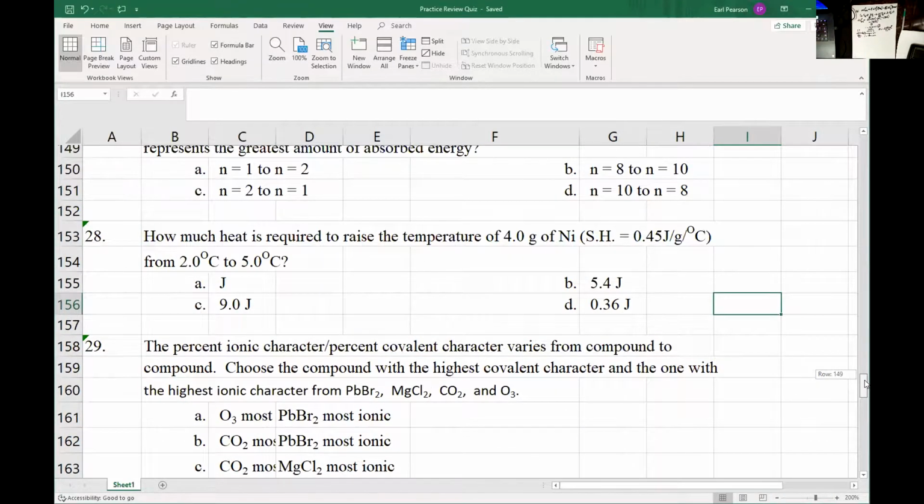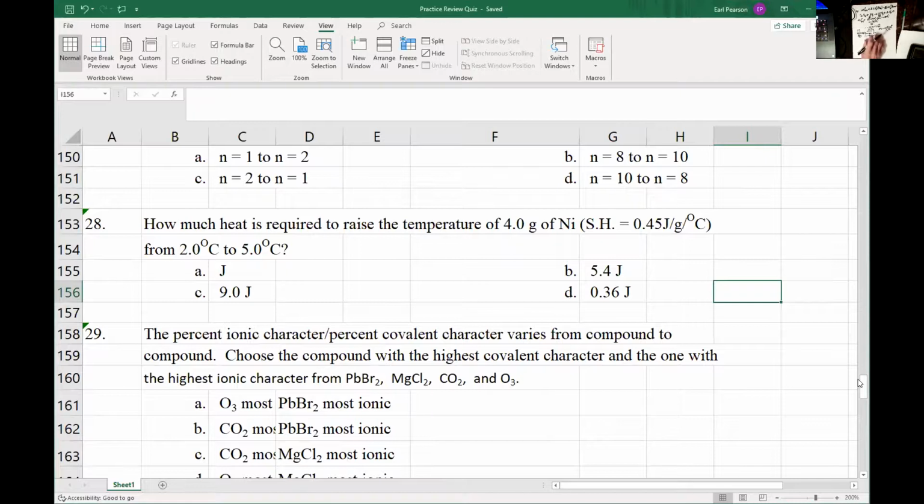Okay, we're going to do number 29. How much heat is required to raise the temperature of 4 grams of nickel from 2 to 5 degrees Celsius? So that's just testing to see if you know that calorimeter equation. Q is equal to mass times specific heat times delta T. The mass of the nickel, it's 4 grams. The specific heat of the nickel is given as 0.45 joules per gram per degree C.